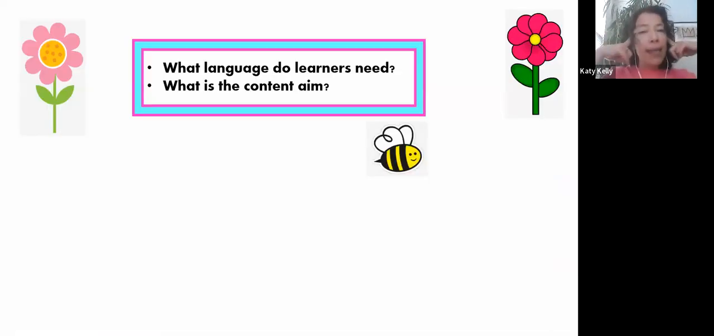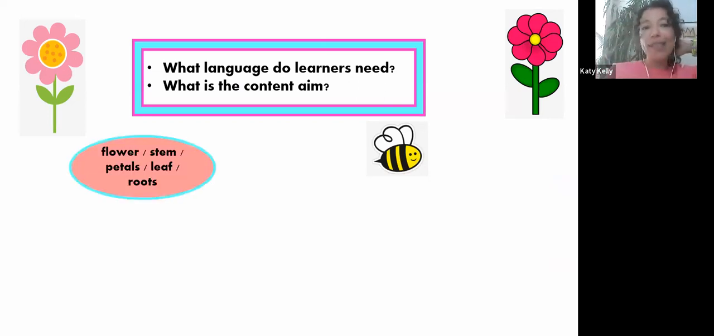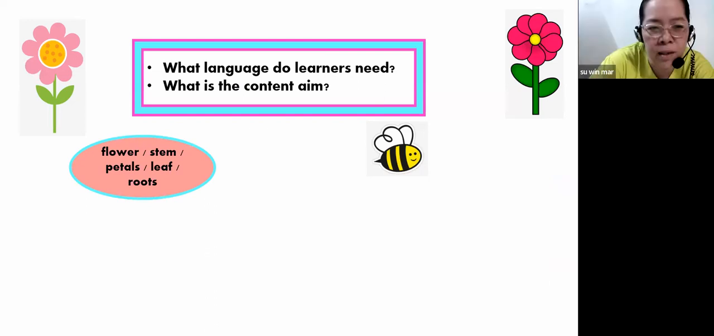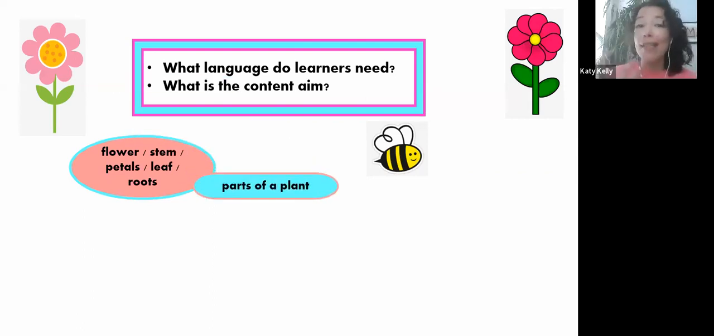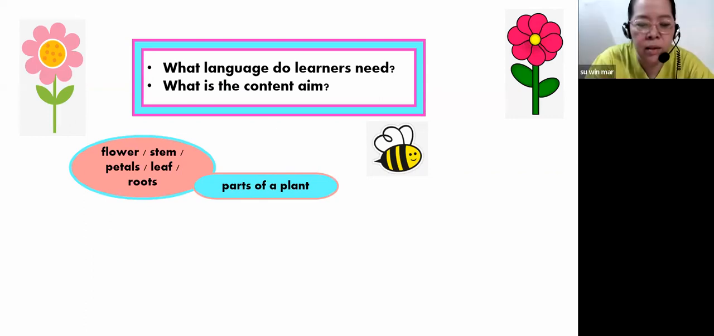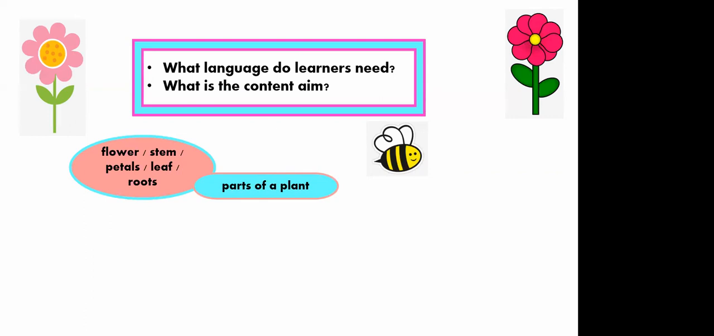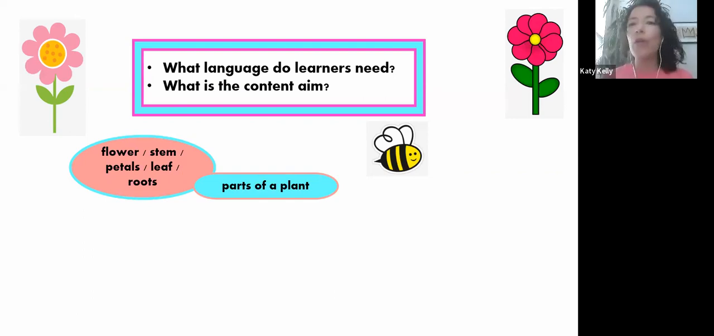Now, let's think about what language the learners need and what was the content aim of this story. Let's have a look. So we needed flower, stem, petal, leaf, root. We wanted really also to practice the parts of a plant. Yeah, exactly. Lovely.